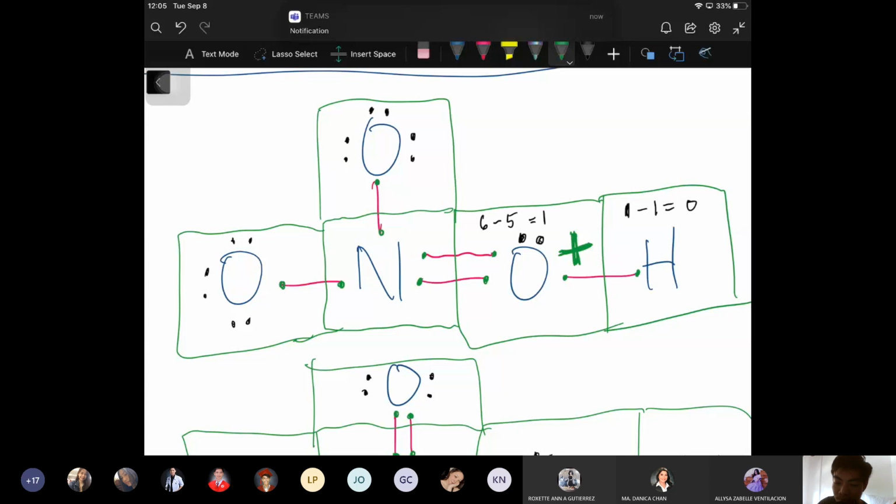One. Bakit naging 1? Should is 5. Have is 4. Bakit 5 yung should? Kasi group 5 atom yan eh. Bakit 4 yung have? Apat yung dots around it. 1, 2, 3, 4. So that means nitrogen is positive 1 in charge, no?